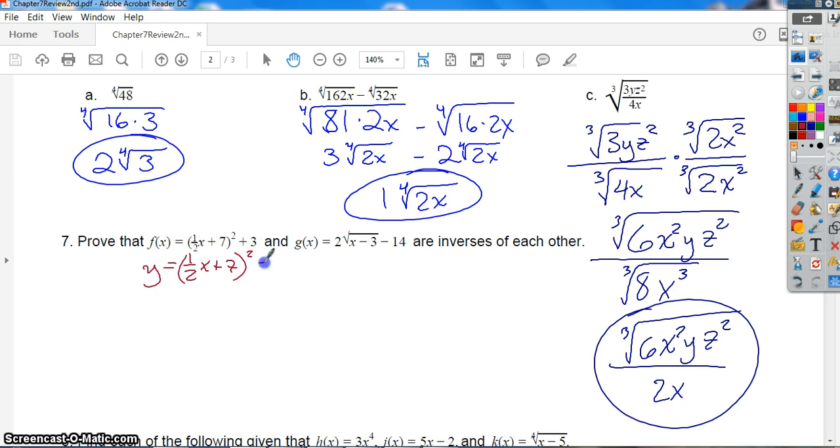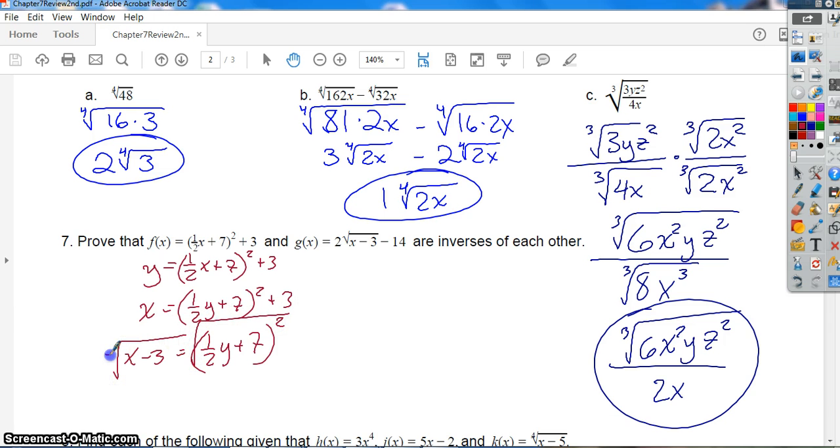After I switch x and y, this is x, so it'll be a half y plus 7 squared plus 3. So this is x minus 3, we'll have half of y plus 7 squared, so it looks like we're taking the square root.